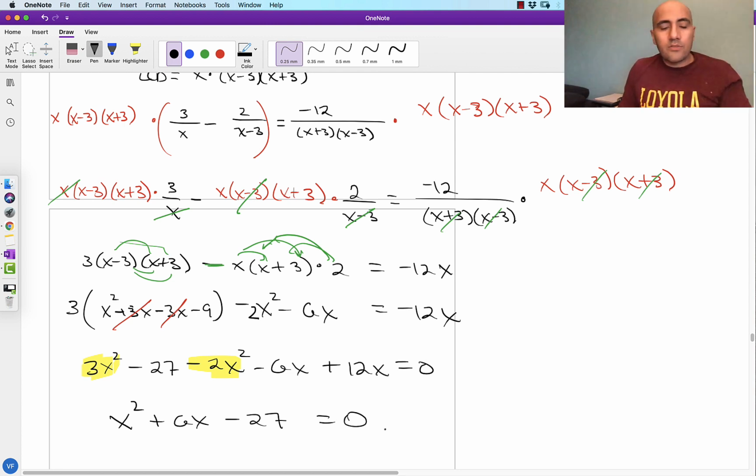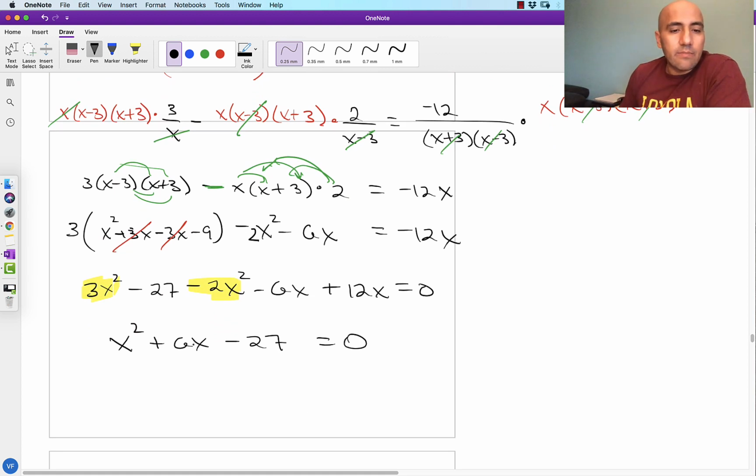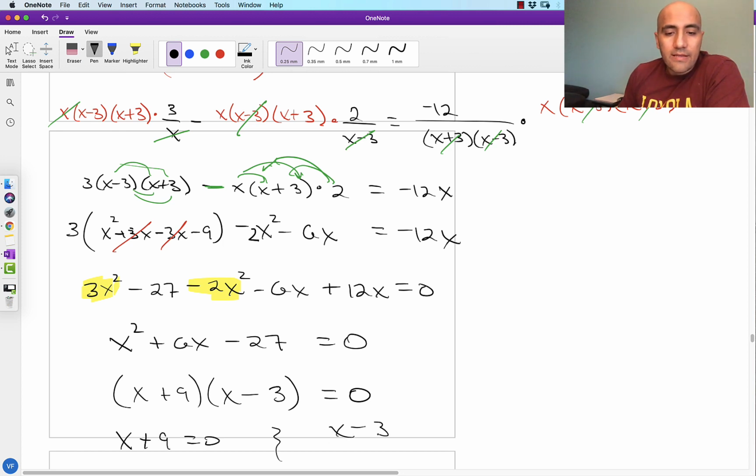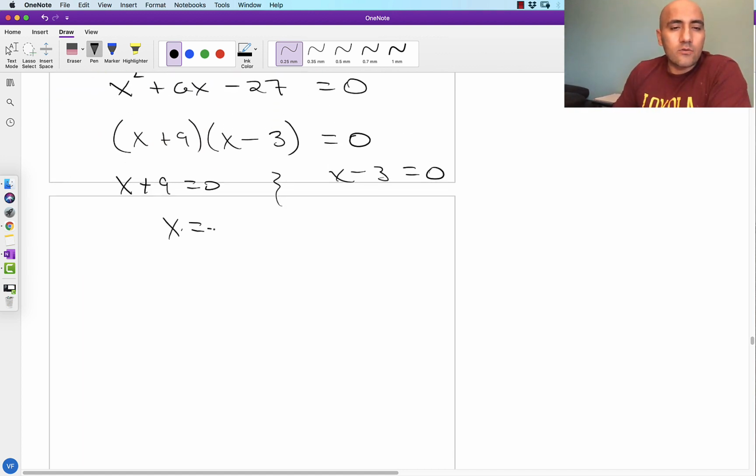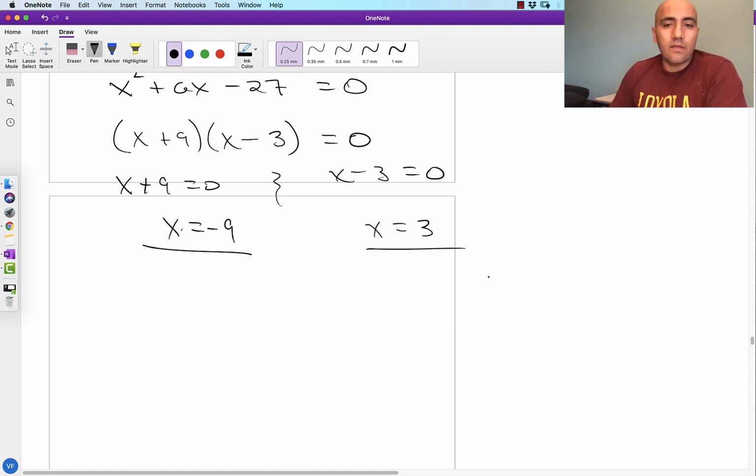So if I can think of two numbers that multiply to negative 27 but add to positive 6, how about x plus 9, x minus 3, multiply to negative 27 but add to positive 6 equals 0. Now by the zero product property, I know that either x plus 9 equals 0 or x minus 3 equals 0. So we get two answers. Either x equals negative 9, that's one solution, or x equals positive 3 is another solution.